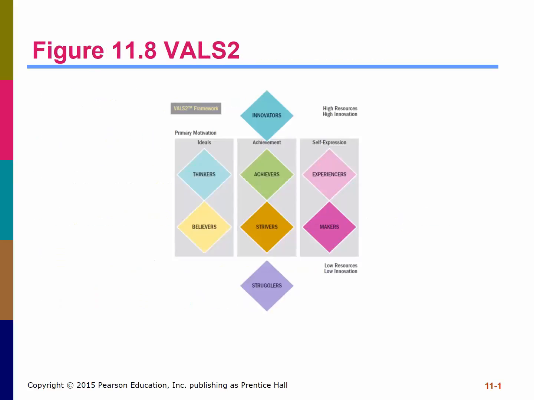One of the most well-known segmentation systems is the Values and Lifestyle System, also called VALS 2. It is based on segments grouped by self-orientation and resources. Self-orientation may be based on ideas, achievement, and self-expression. Resources range from high to low. Innovators are those whose higher resources result in less emphasis on self-orientation. Strugglers are those whose low resources also result in little emphasis on self-orientation.